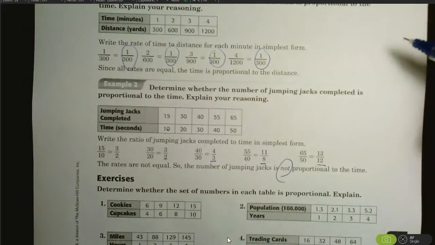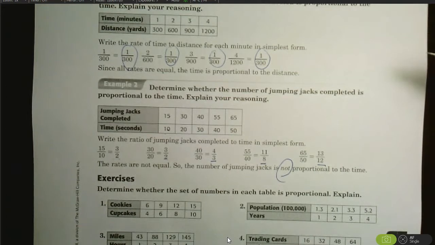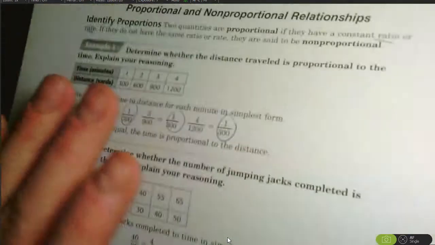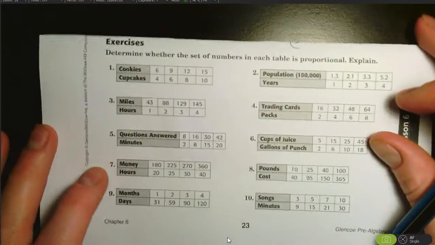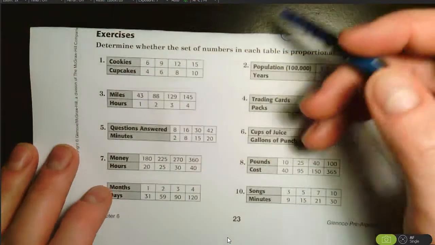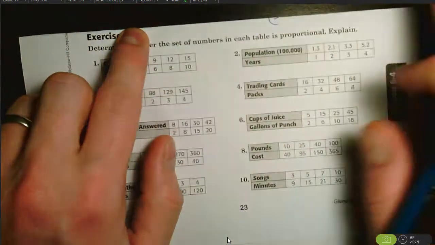So homework basically consists of doing a few things: creating tables and filling them out if they're proportional, determining if they're proportional, and then using that to do something with it. So let's see here. Let's look at, I don't know, it doesn't really matter. Let's go with cookies versus cupcakes. Let's do a food one.